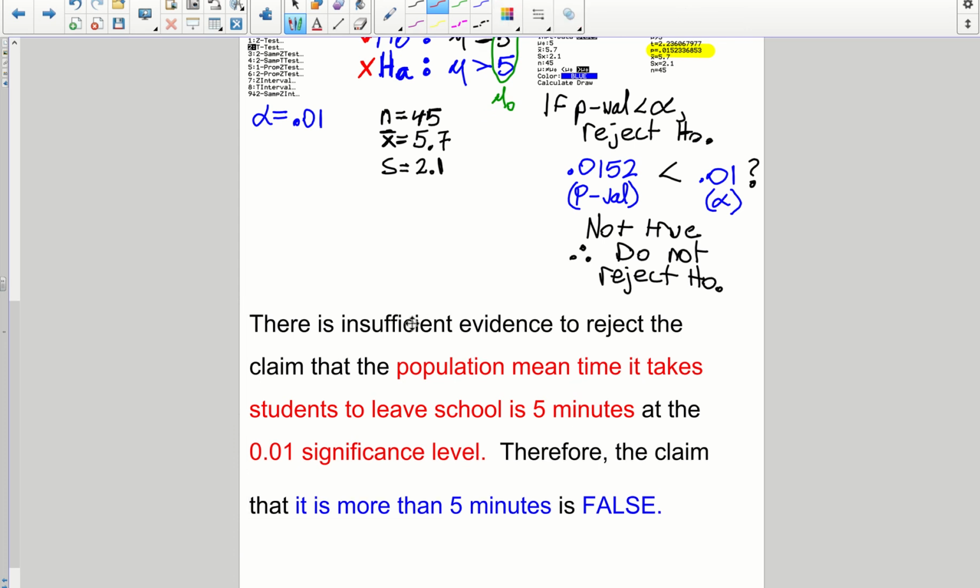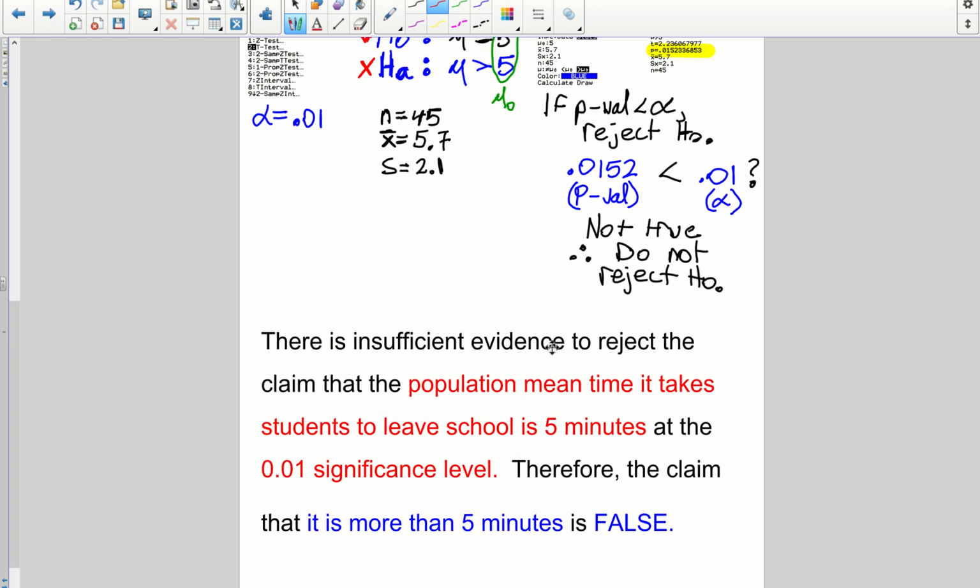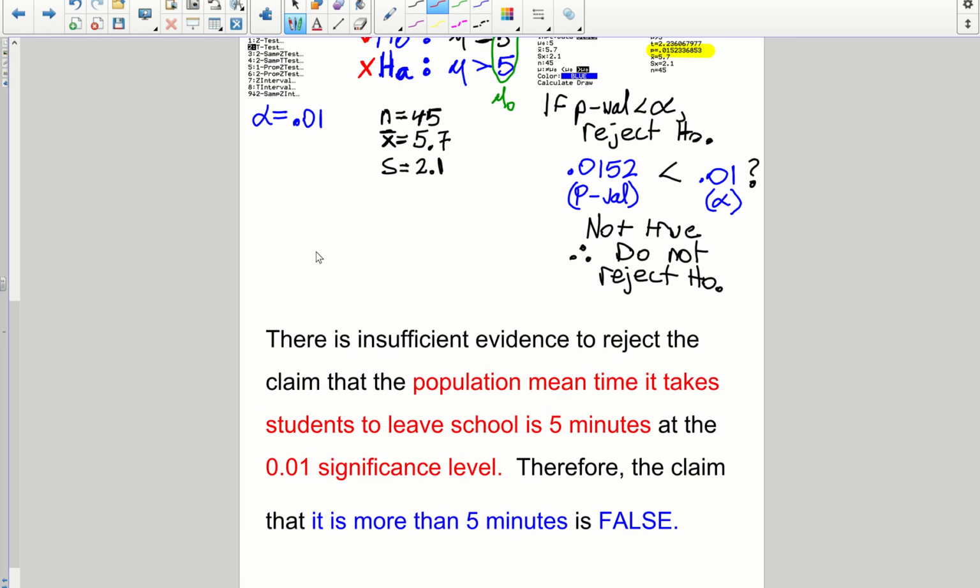Whatever. I've lost interest. So there is insufficient evidence to reject the claim that the population mean time it takes students to leave school is 5 minutes. So that statement establishes what the "it" is in the second sentence. Therefore, the claim that it is more than 5 minutes is false. So you can see here, just like on the last one, that insufficient corresponds with false, just like sufficient corresponded with true.